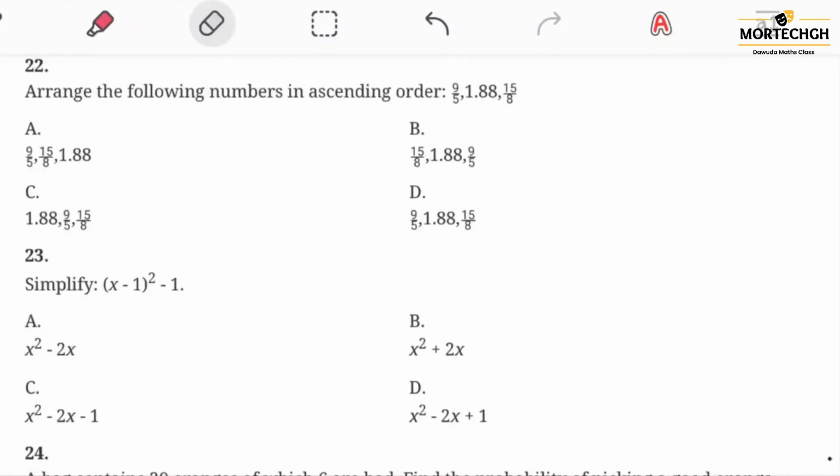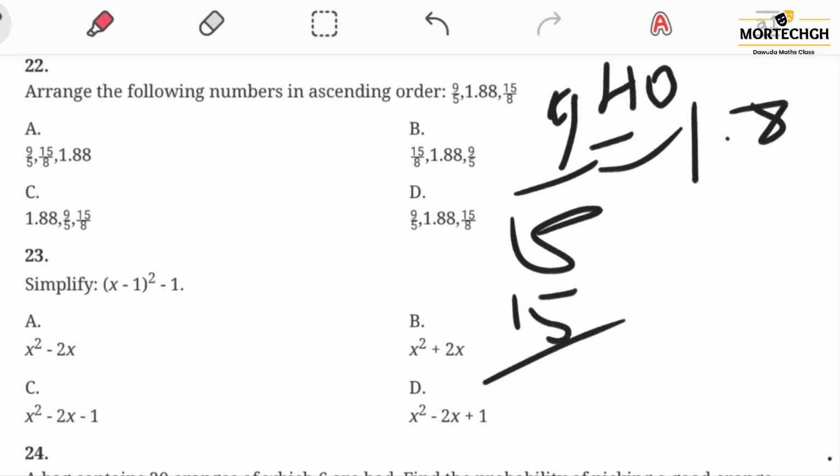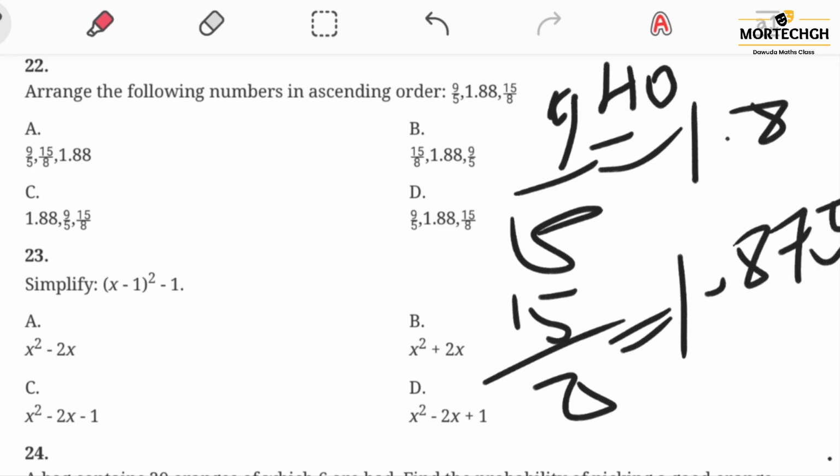Question 22. Arrange the following numbers in ascending order. That means from lowest to highest. 9/5, 1.88, 15/8. The simplest way to go about this question is to convert each fraction to decimal. For example, the 9/5. How many times will 5 enter 9? Is 1, remainder 4. You put a point and add 0. How many times will 5 enter 40? Is 8. So you do the same thing for the 15/8. When you convert it to decimal, it will give you 1.875.